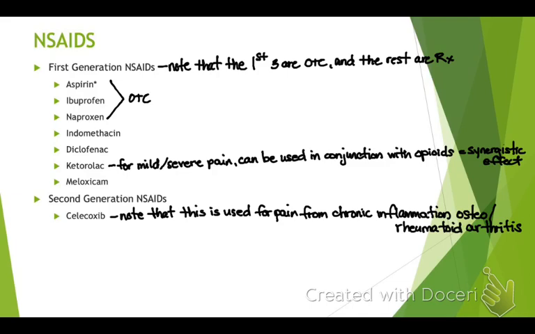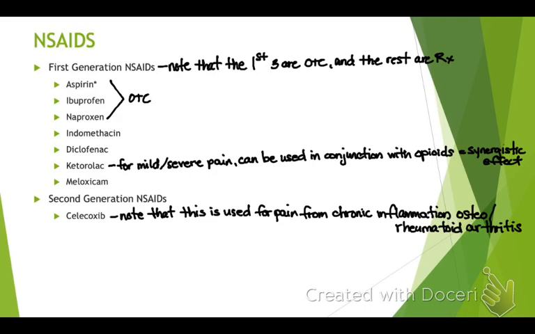So your indomethacin, diclofenac, ketorolac, and meloxicam are all by prescription only. Your ketorolac, the generic name, is Toradol, and it's used for mild to severe pain. It can also be used in conjunction with opioids, which helps to give it a synergistic effect, so it helps to stimulate the action of the opioid.